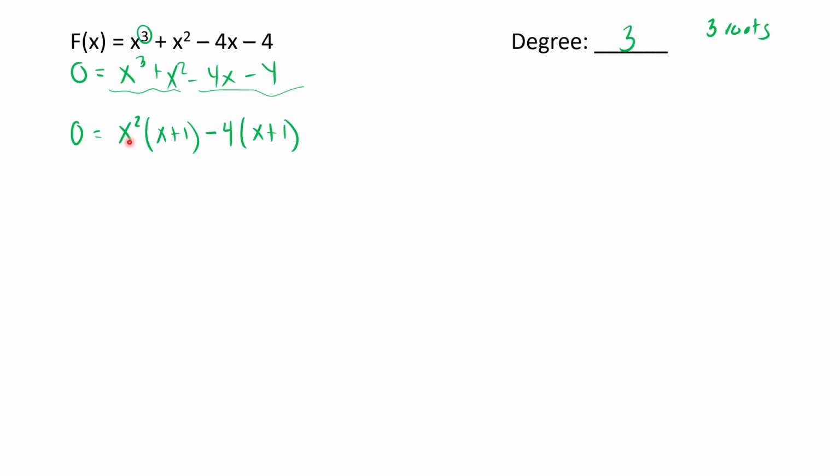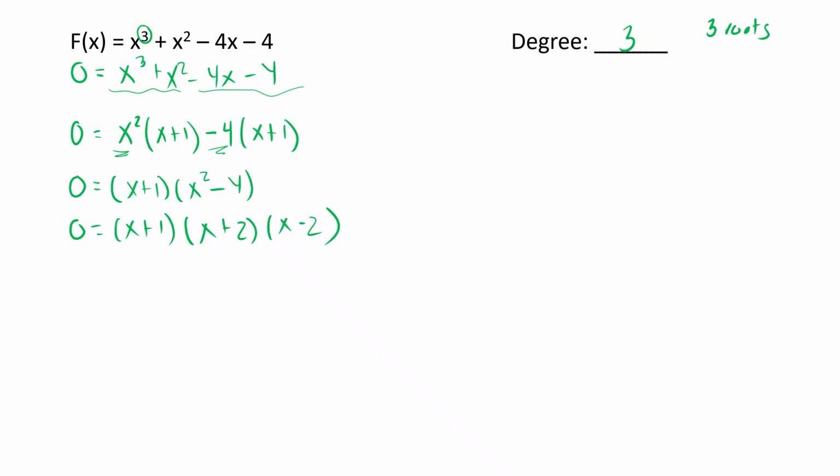There's also some other ways you can visualize it, but we've got x squared. If I distribute this, this would be x to the 3rd plus x squared. -4 times x is -4x, and -4 times 1, positive 1, would give you the -4. Now, what we have here is another common factor. I see that this term here and this term here share a factor of x plus 1. So I'm going to go ahead and factor that out, and that's going to leave me with x squared minus 4, which is a difference of squares and can be factored into x plus 2, x minus 2.